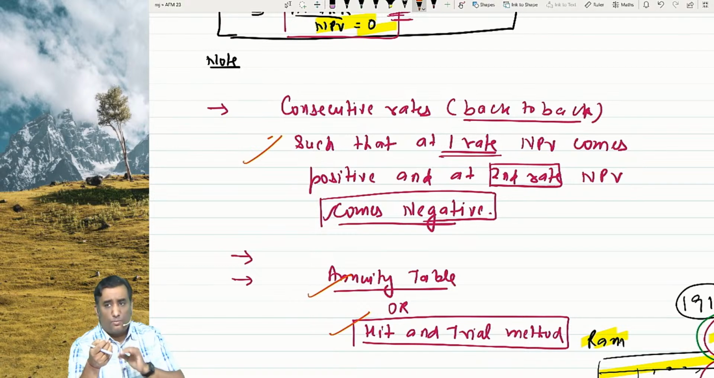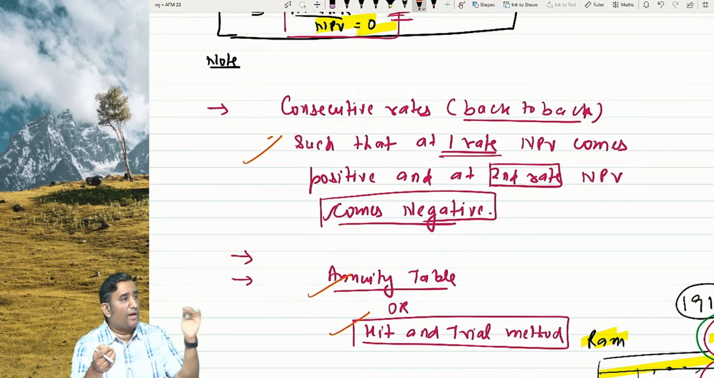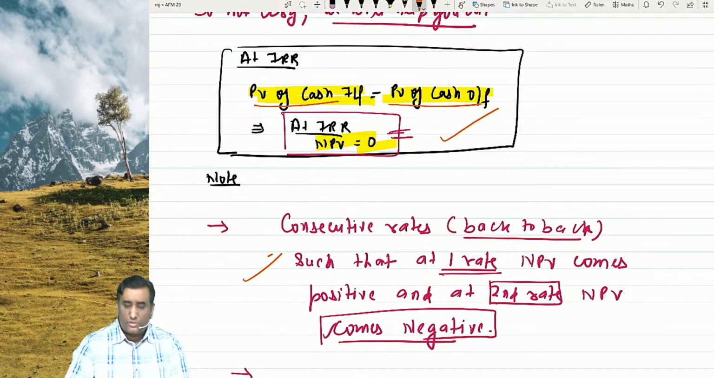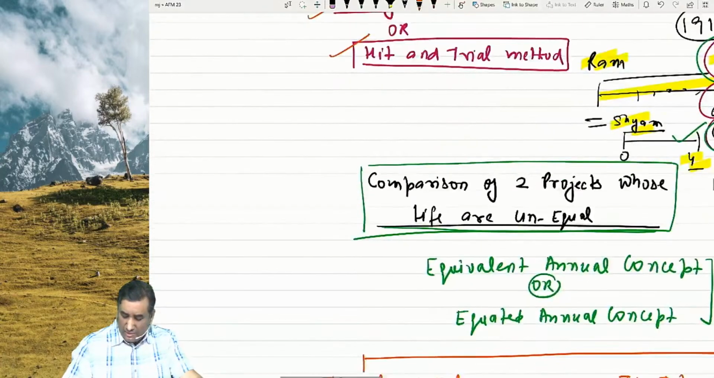In my question, there could be a possibility I might take you back to the annuity table to help you with the process. I'll show you how a question comes in the exam. The table is given in the book question itself, so do not worry about it. I'll maybe help you out with the annuity table or some table on how inflow equals outflow, and then do it. So that's the IRR which comes out.